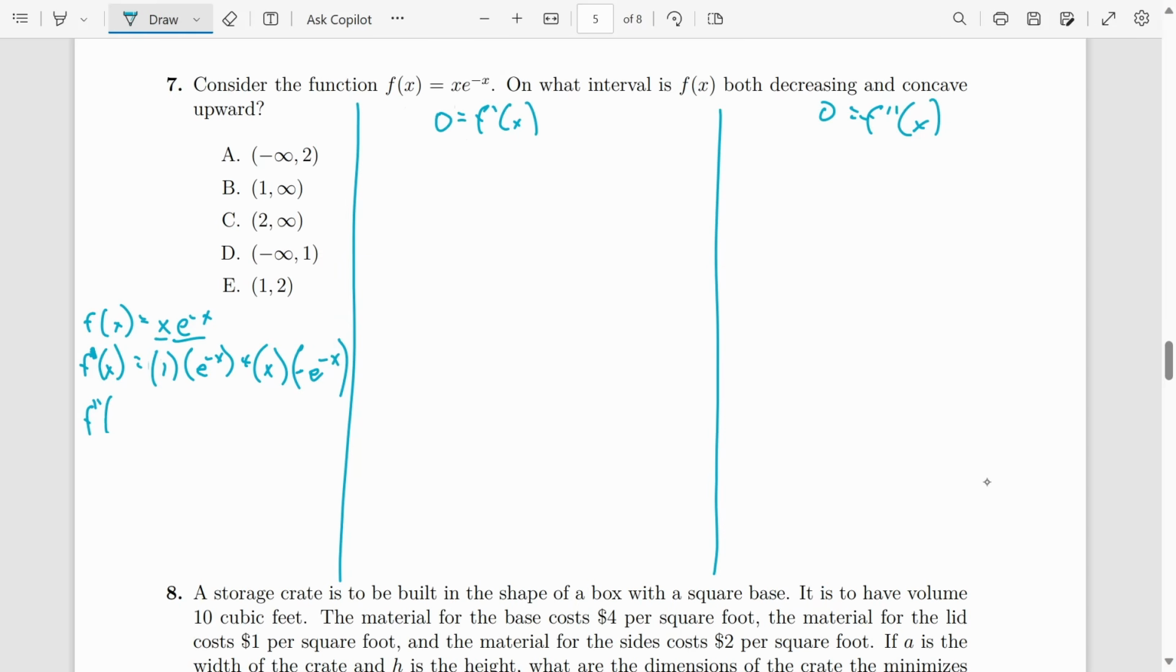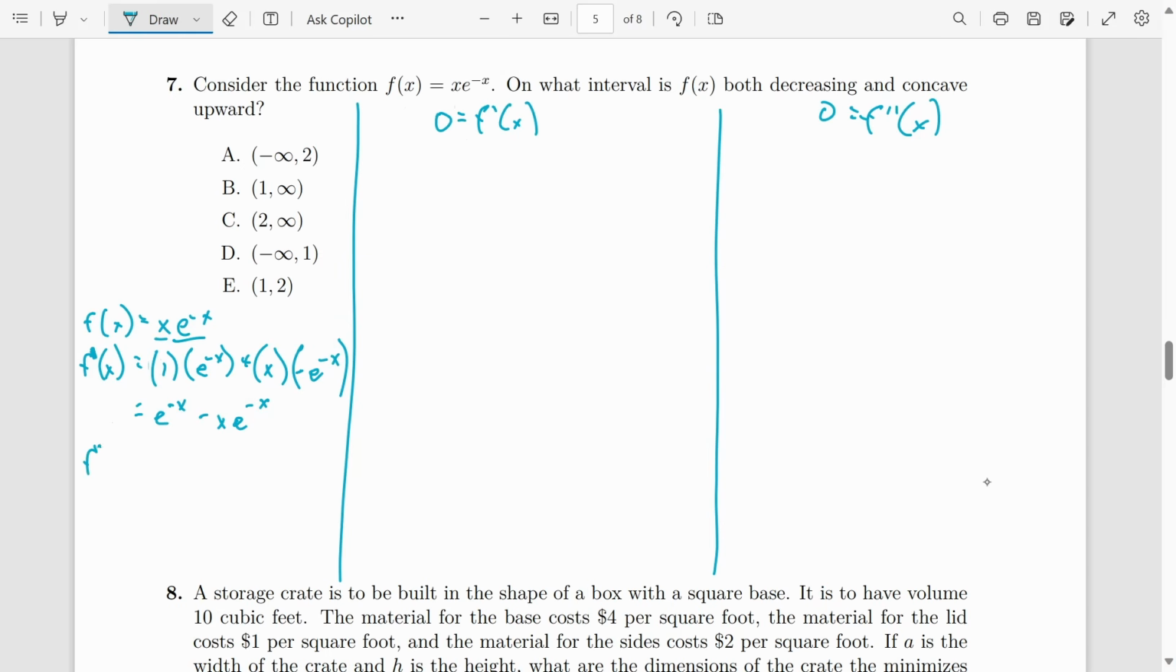Now f double prime of x, which we're going to need for the inflection points. Actually, before I do that, let's rewrite this to be a little easier on the eyes. So this is going to be e to the negative x plus x, or actually, let's make that minus x times e to the negative x. So there we go. That is our first derivative.